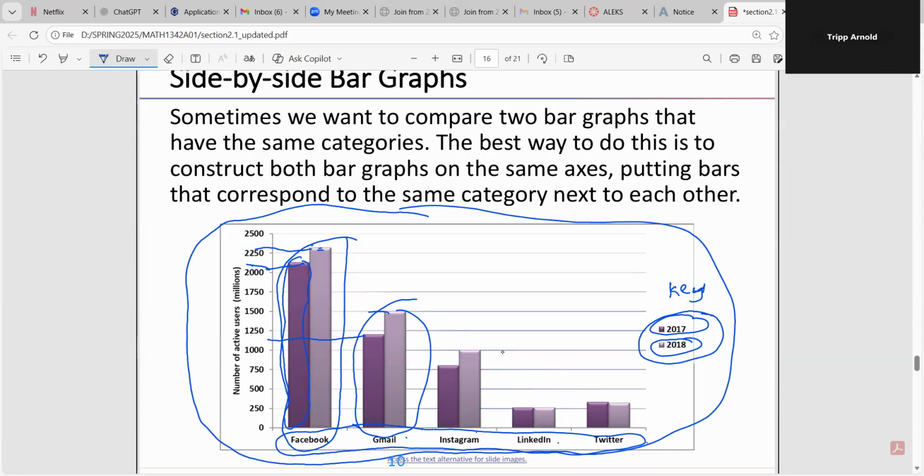No? All right. By the look of this graph, you can also tell which social media platform had the most users and which had the least number of users. That is also another importance of this graph.